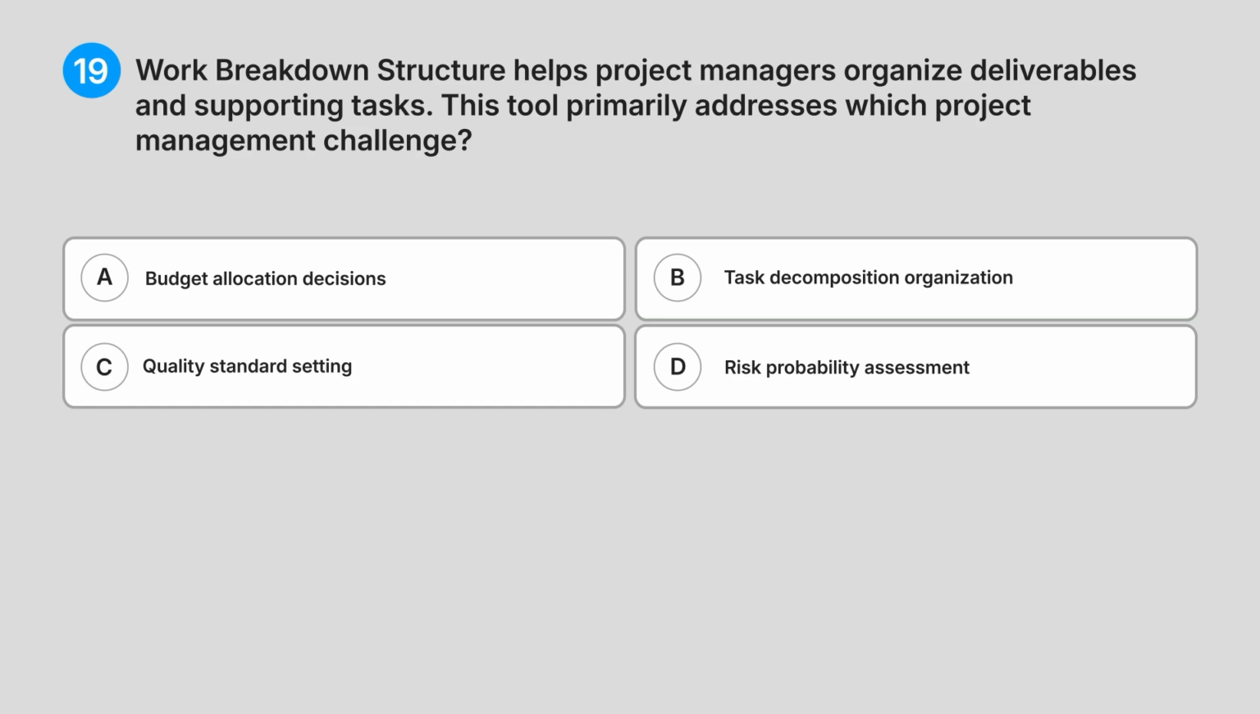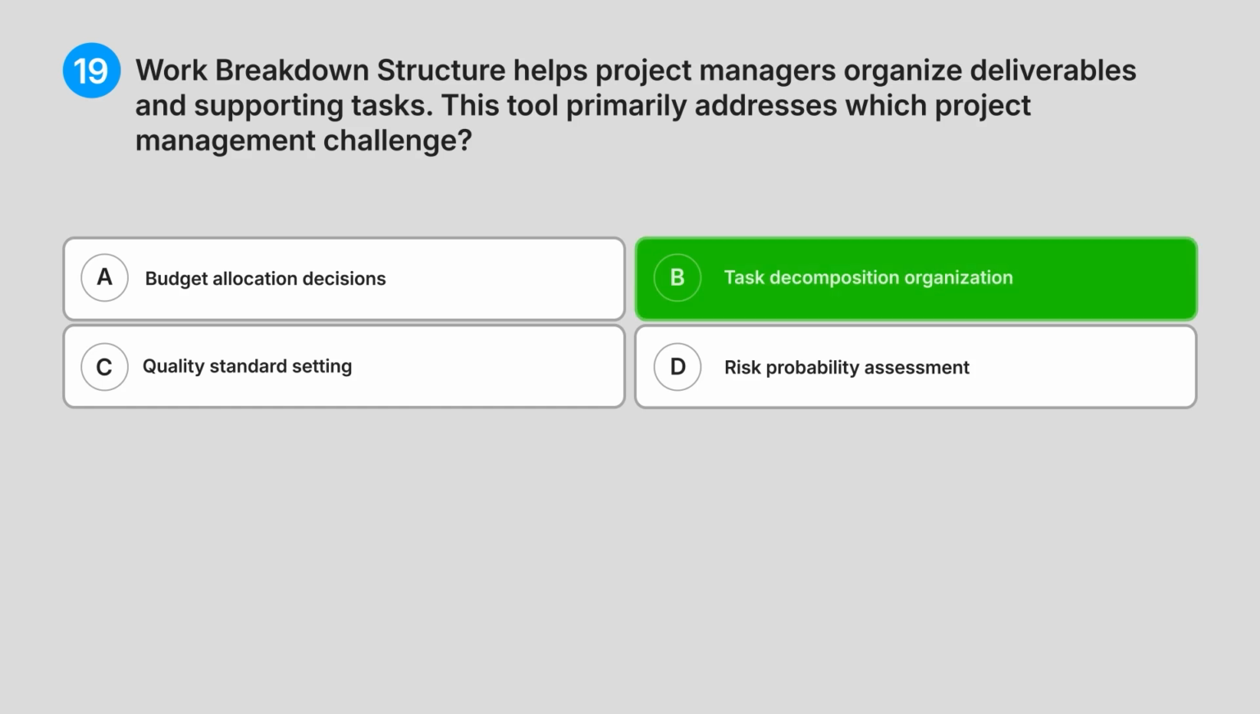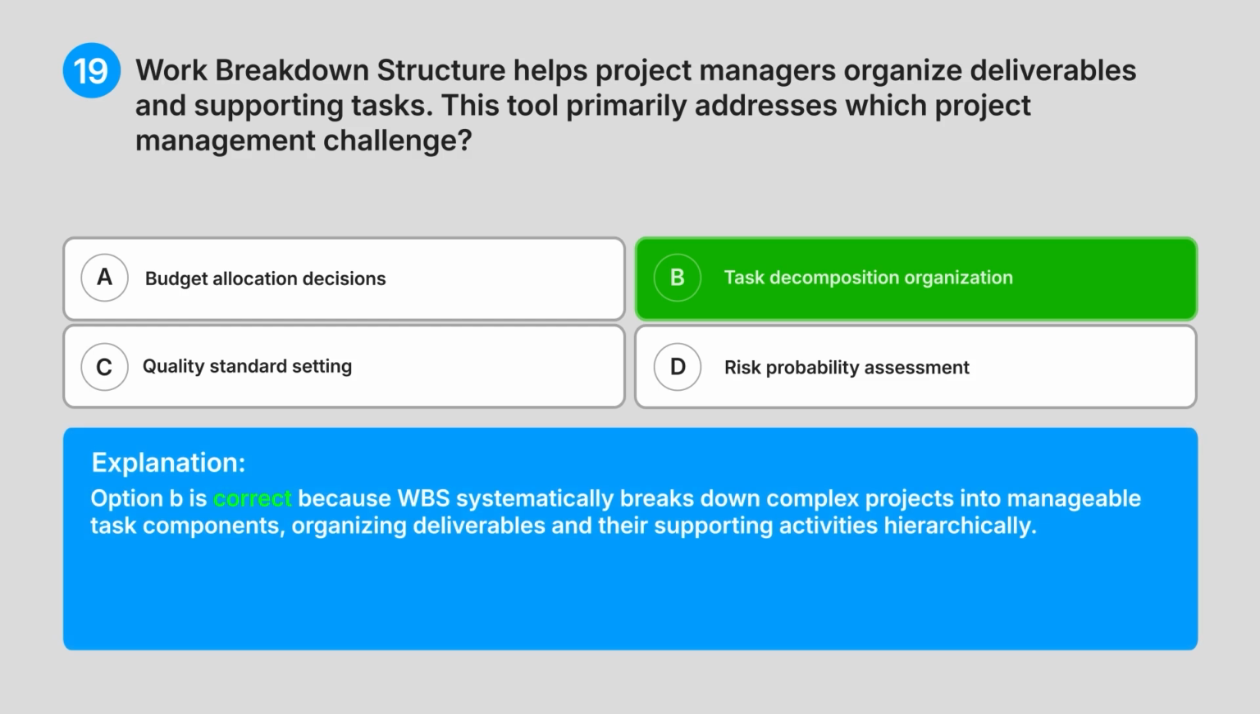Correct answer, B. Task decomposition organisation. Explanation. Option B is correct because WBS systematically breaks down complex projects into manageable task components, organising deliverables and their supporting activities hierarchically.